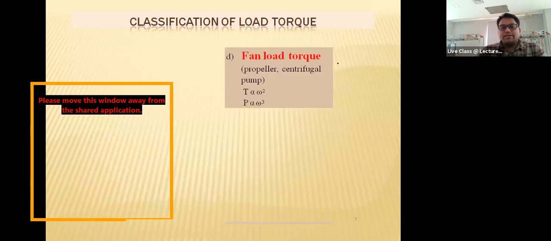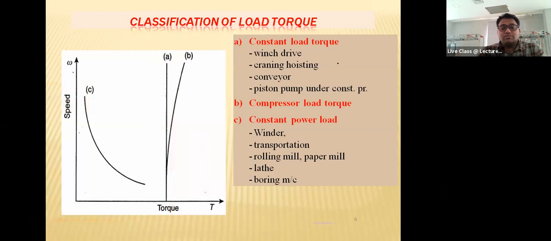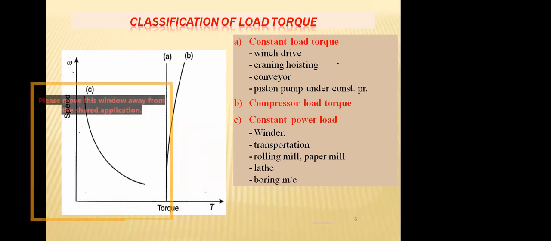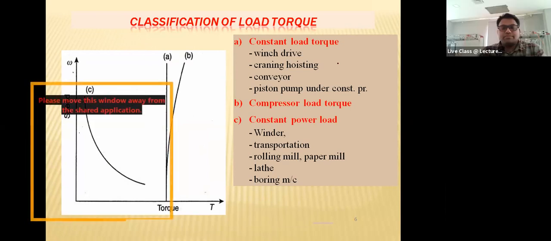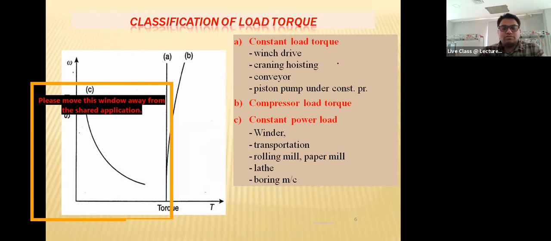Then comes fan load torque. The most common example of a fan load torque is your ceiling fan. Sir, the two graphs you have shown, which one was for whose? It is written, see it. Graph A is for constant load torque. The torque will remain constant all the time. This example is a conveyor. Compressor load torque is the right one, graph B.